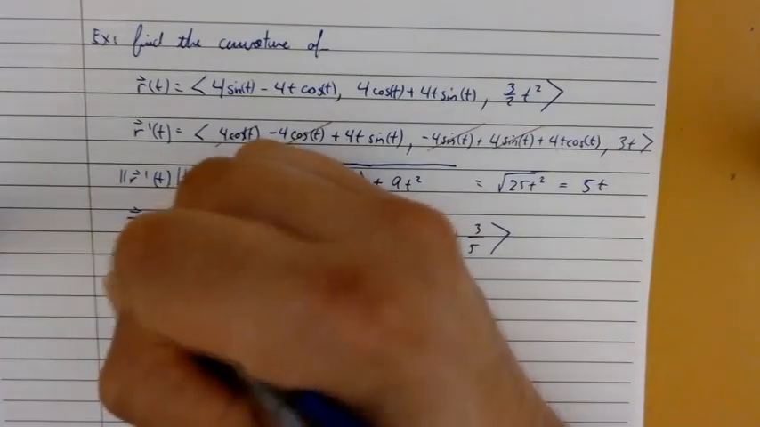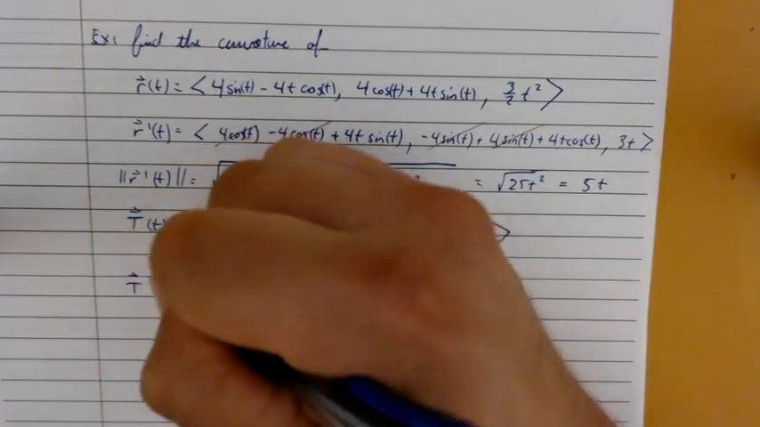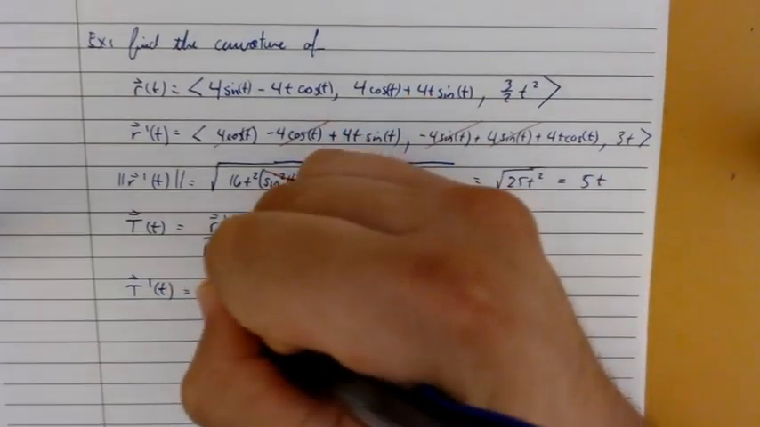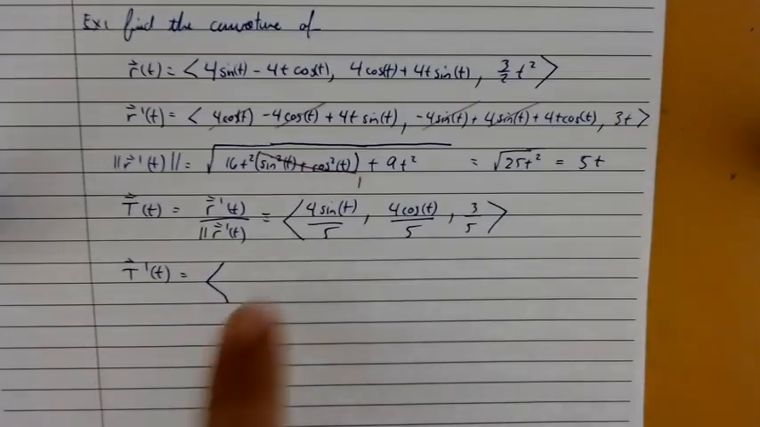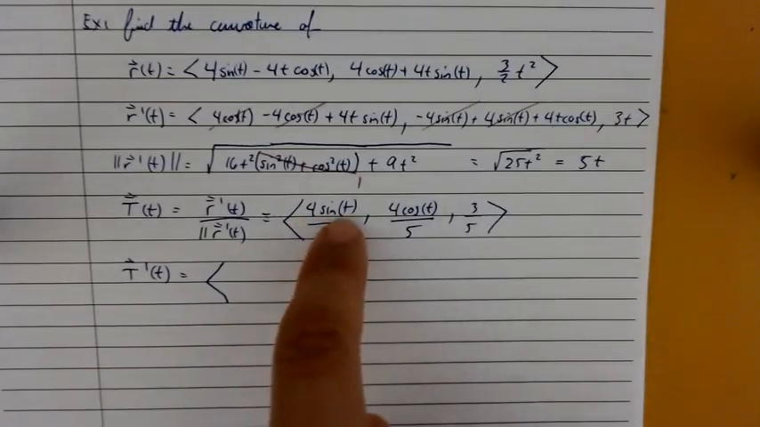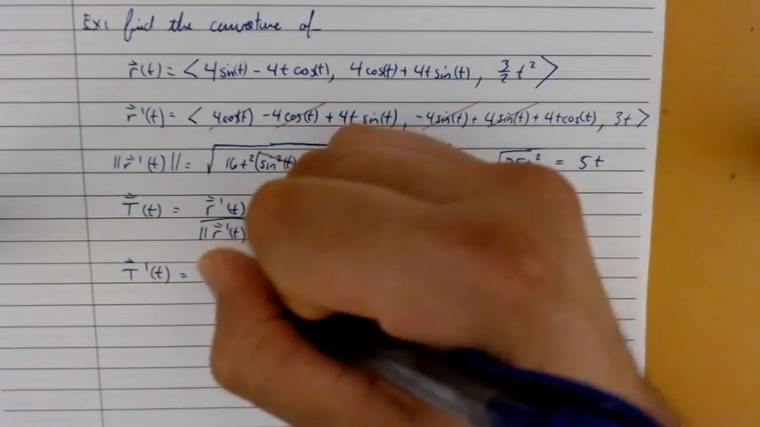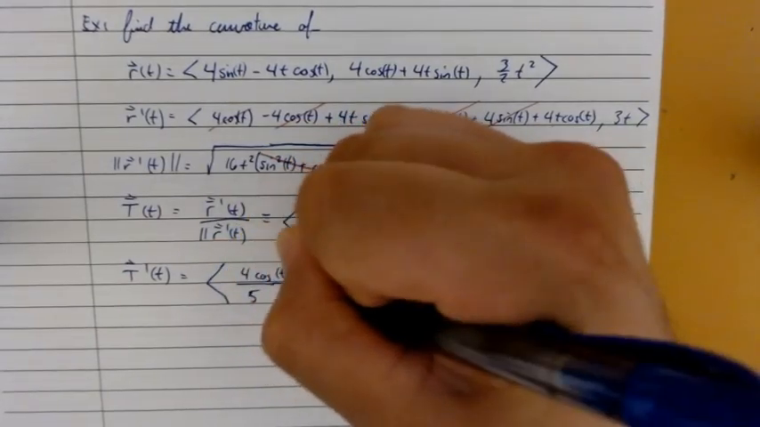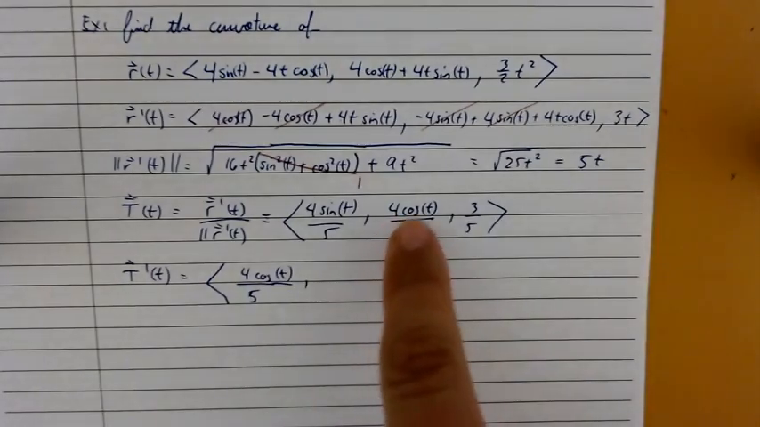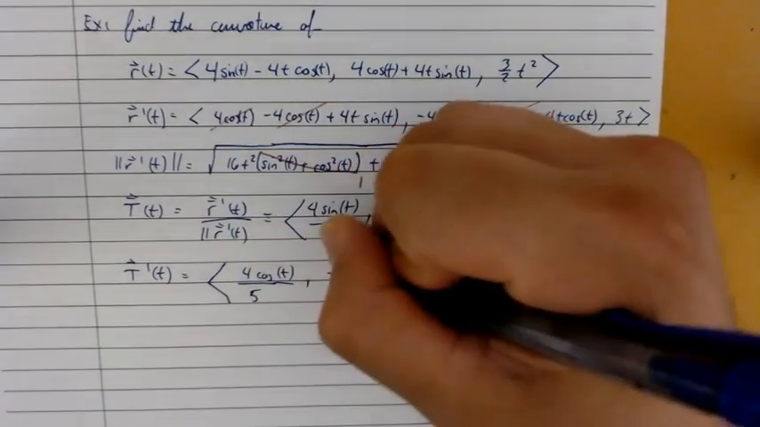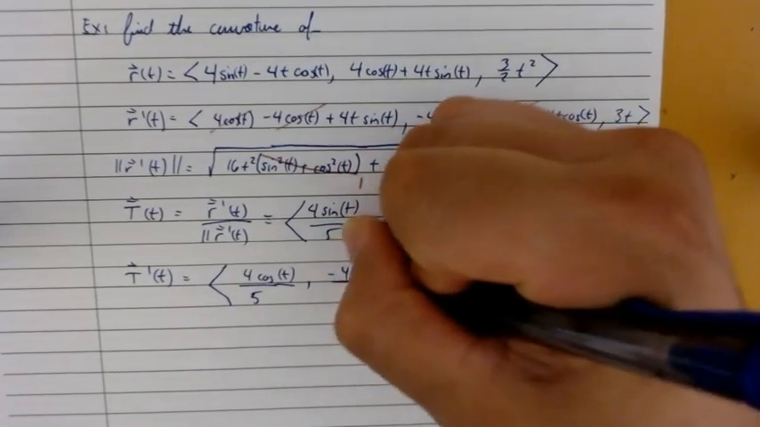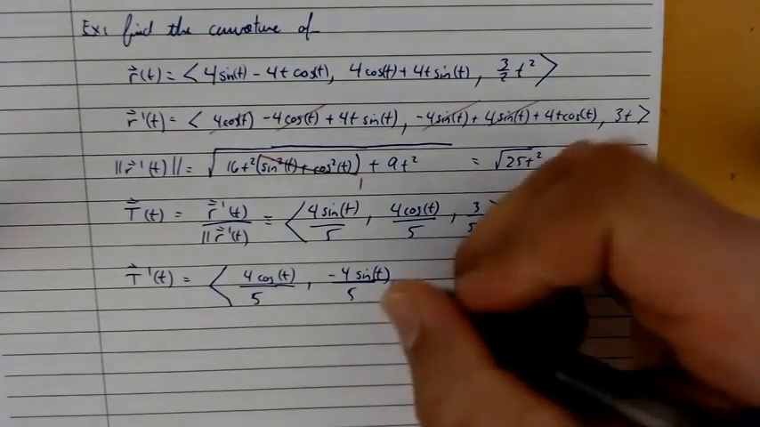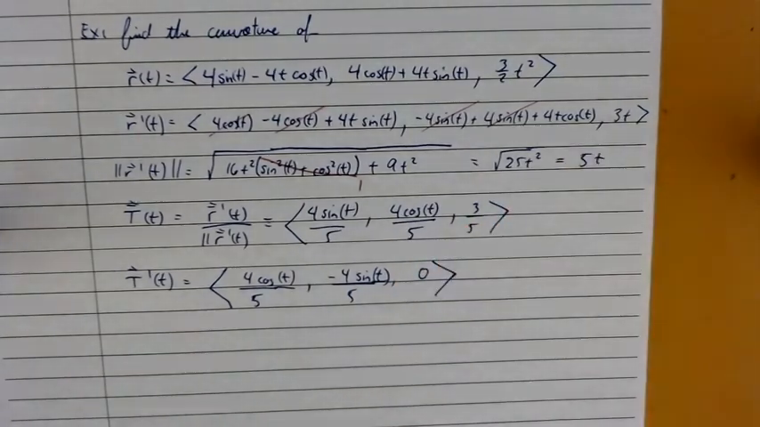So here that'll be T prime of t. That's just the derivative of all of these components. Thankfully, the derivative of vectors is done component-wise. So here the derivative of 4/5 sine of t is going to be 4/5 the cosine of t, comma, the derivative of 4/5 cosine of t is negative 4/5 times the sine of t. And the derivative of 3/5 is 0. Derivative of any constant is 0.